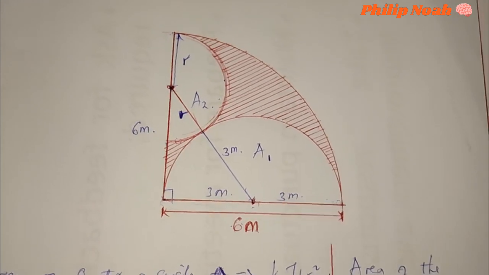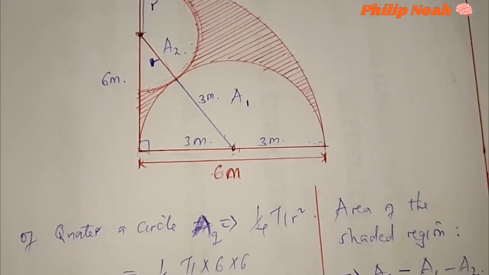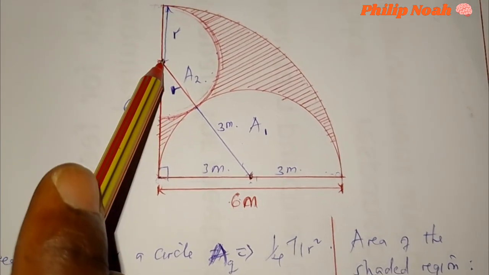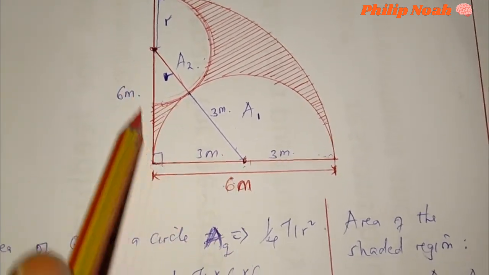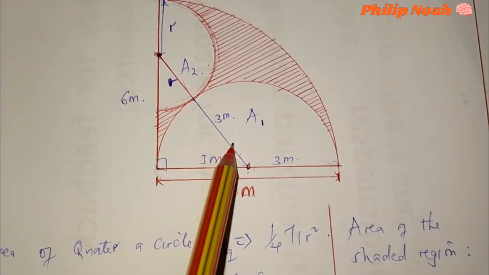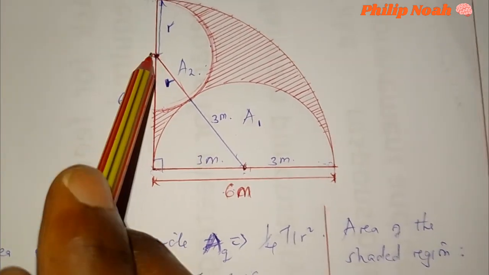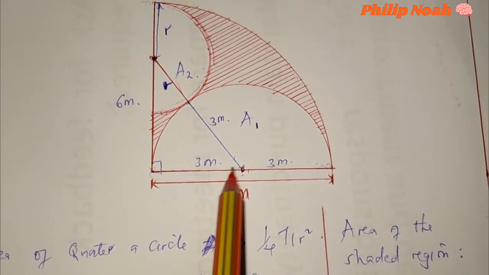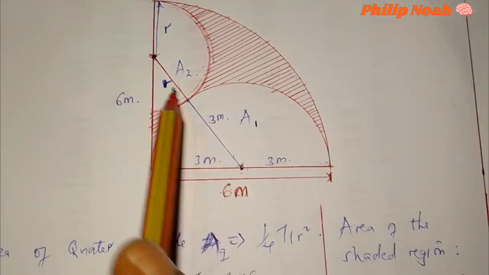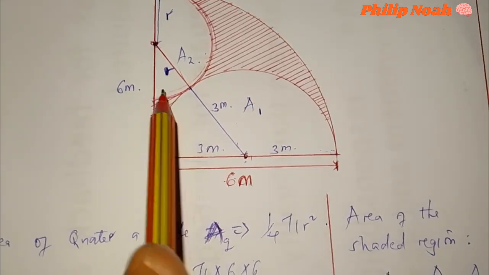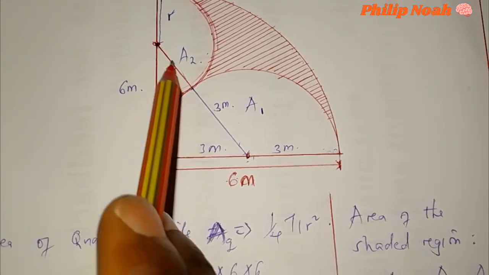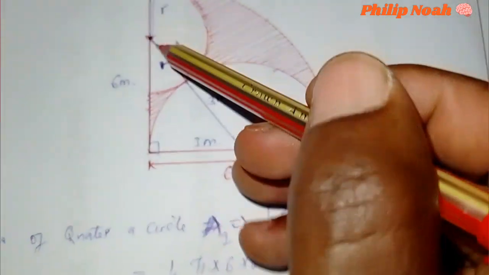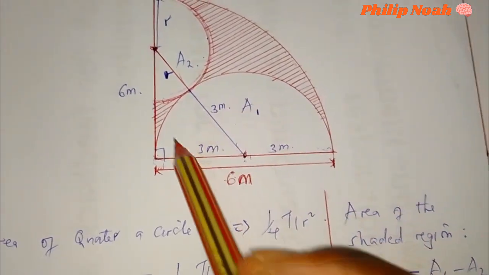Are you there? So you can see and discover that this one forms not a semicircle, sorry, but a right angle triangle. This being the hypotenuse, this is the base, and from this point to this point is the height. The base is 3 meters. The hypotenuse is r plus 3. Then the height here is 6 minus r.